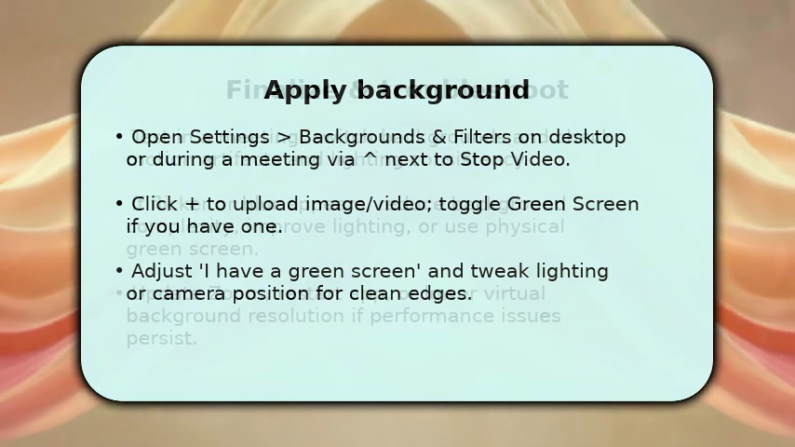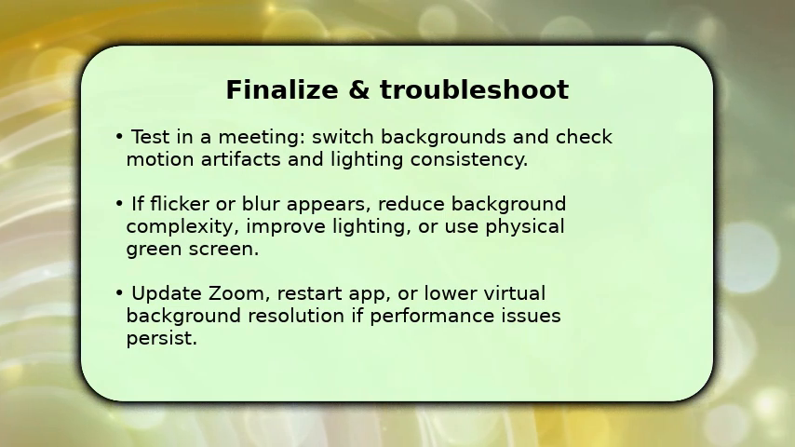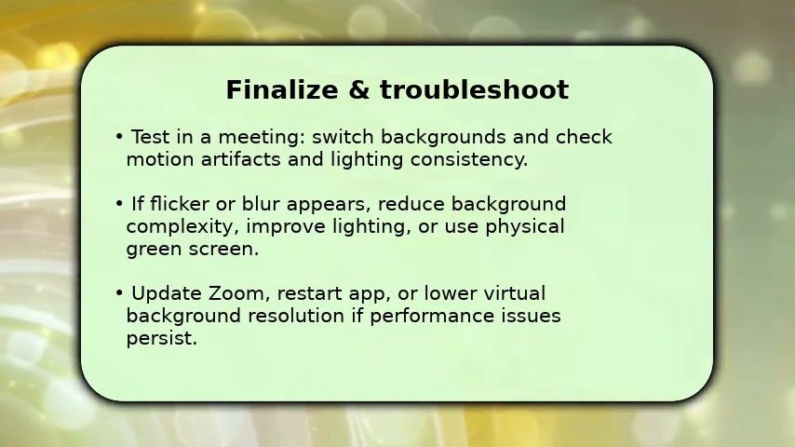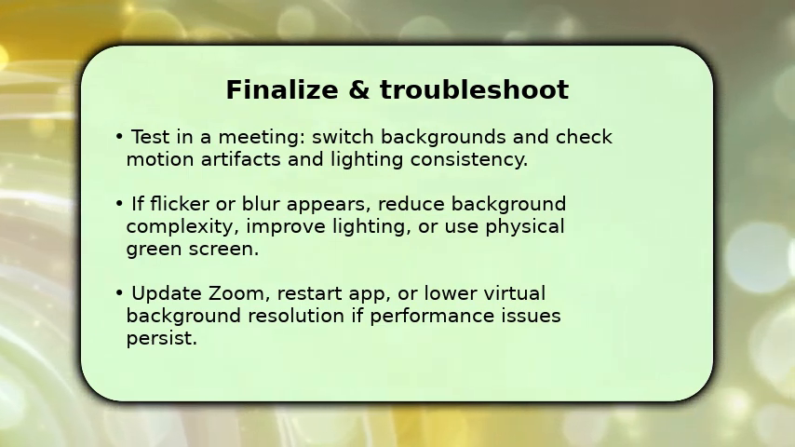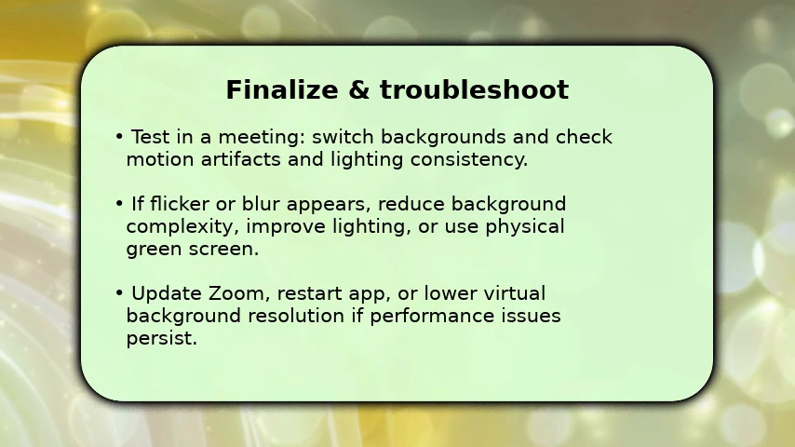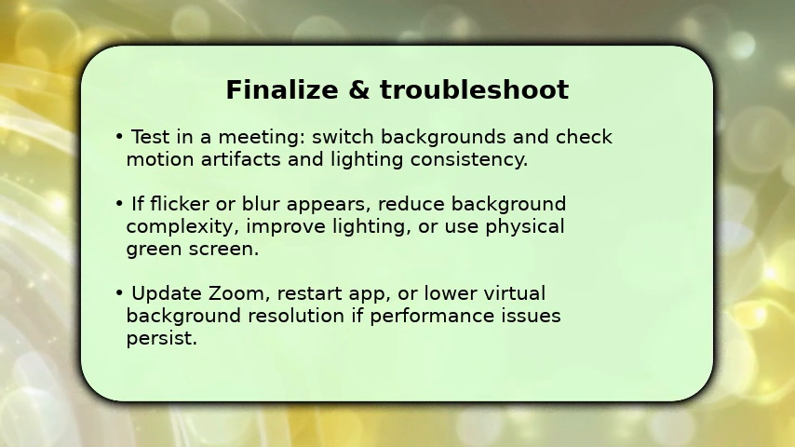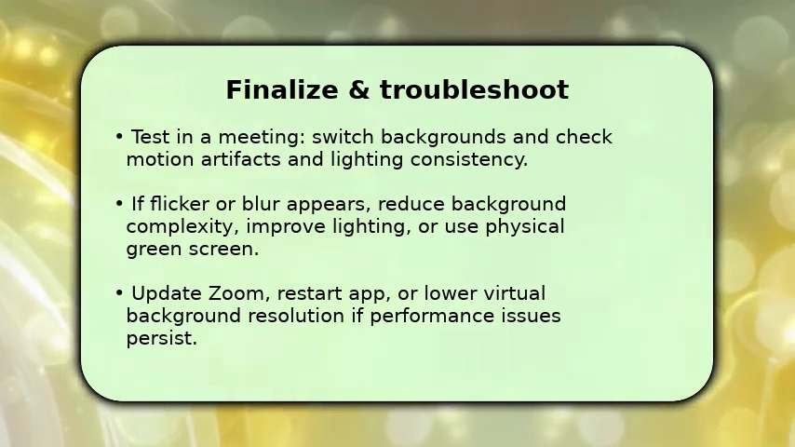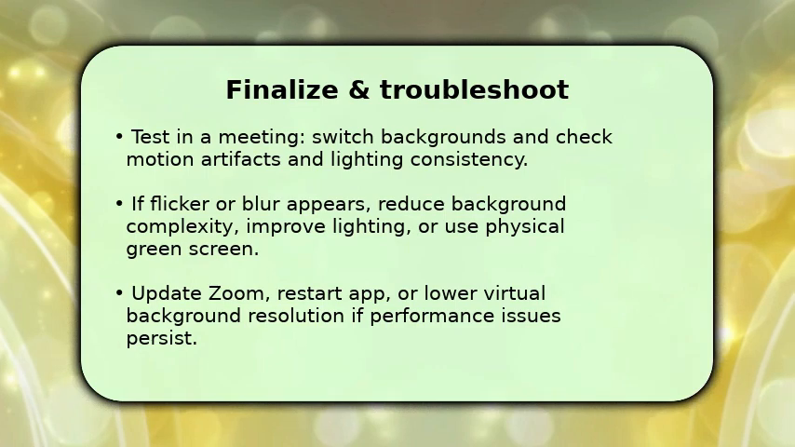Finish by testing in a quick meeting with video on. Switch between backgrounds to confirm stability and motion handling. If you notice flicker, halos, or misalignment, simplify the background image, increase front lighting, or use a physical green screen for better separation. Should performance lag or backgrounds fail to apply, update Zoom and restart your app. As a last resort, lower the background resolution or disable video filters to conserve CPU and solve glitches.